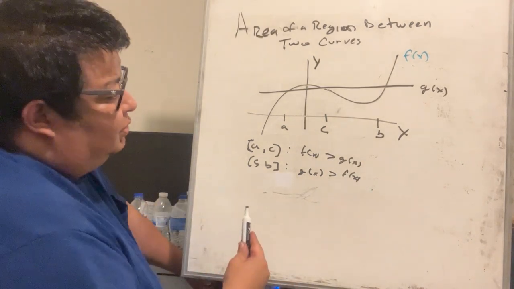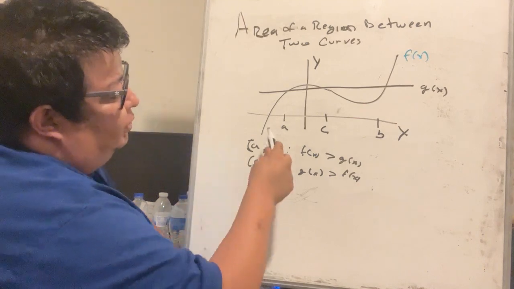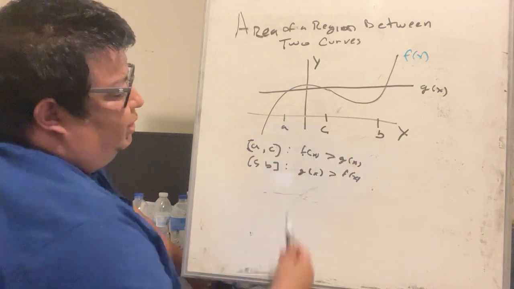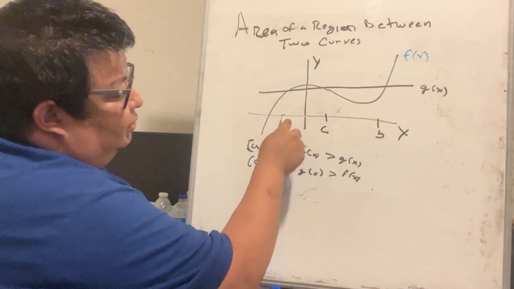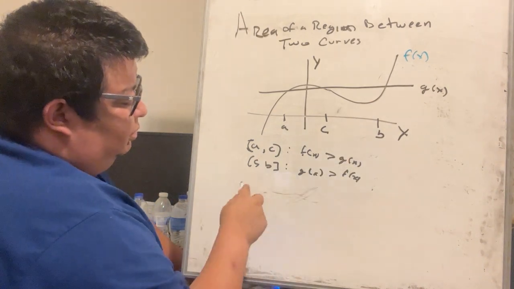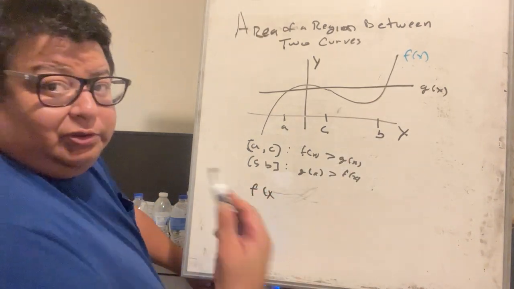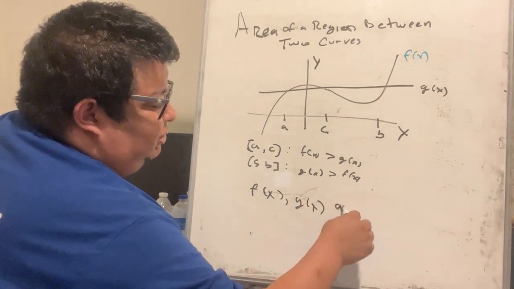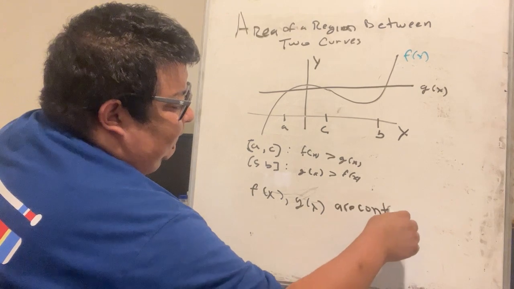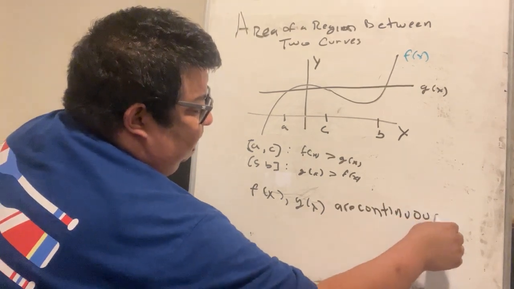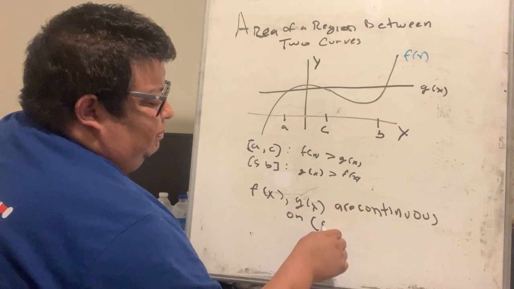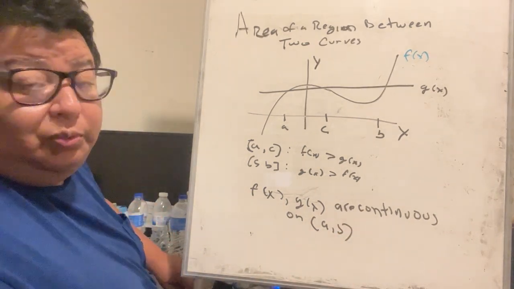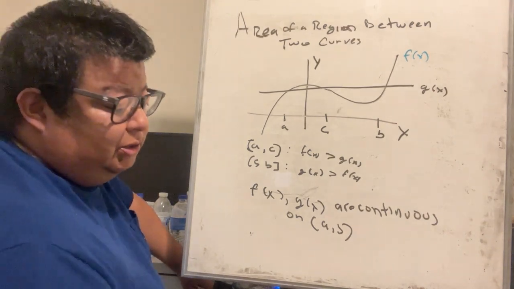And for all these problems, another thing that you need to be aware of is that from A to B, in order to take the integral, or the sum from A to B, for all these techniques, f of x and g of x are continuous on AB, the whole interval that you're working with. Otherwise, you can't do this.